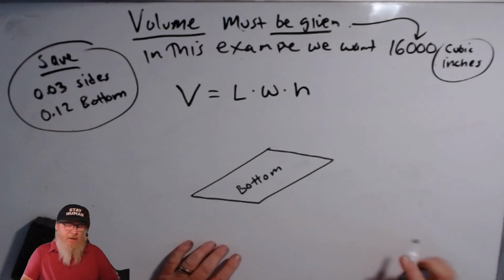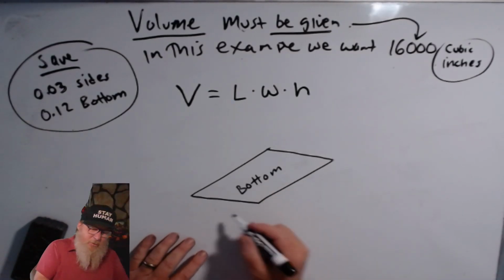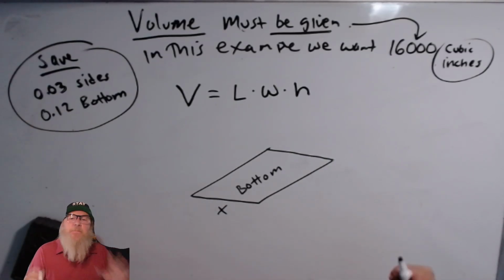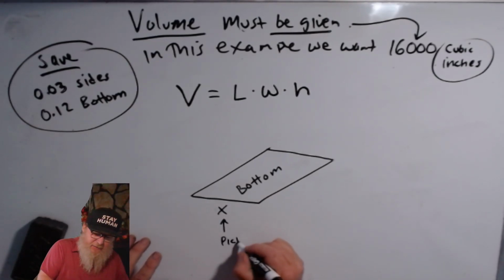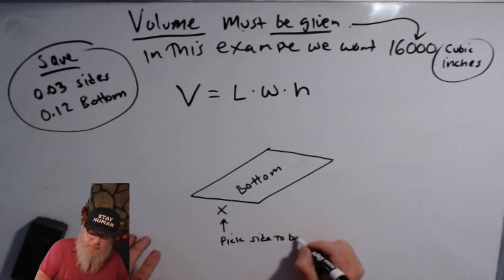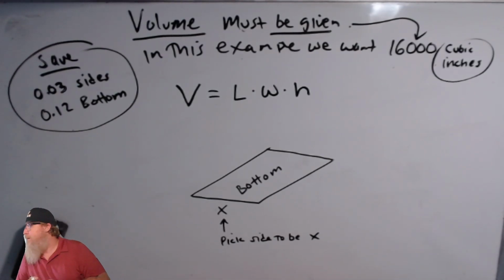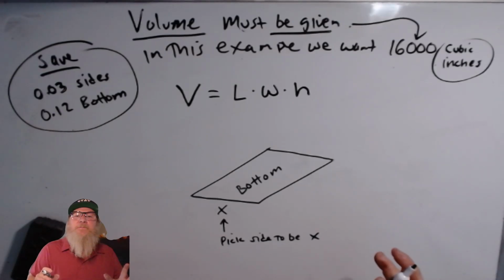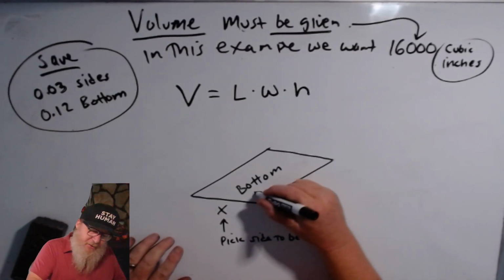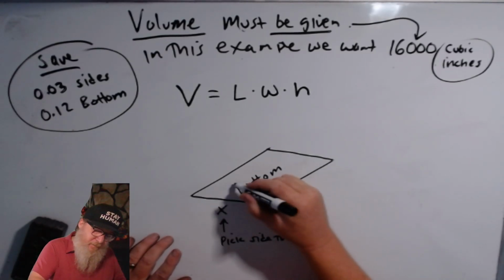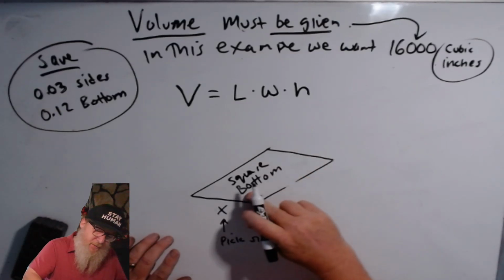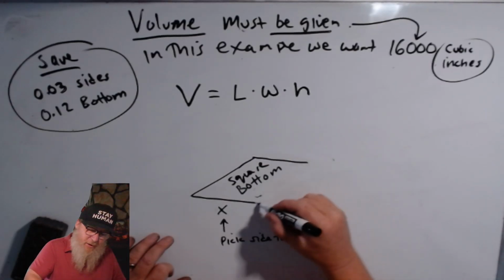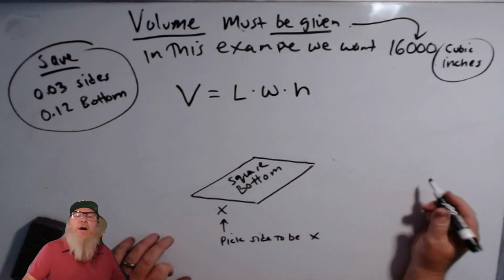All right. Now the bottom, we'll call it, say, X. And we have to pick a side to be X. Now, for this example, I want the bottom to be a square. So even though I drew it as a rectangle, I'm going to adjust my drawing a little bit, and I'm going to say a square bottom.